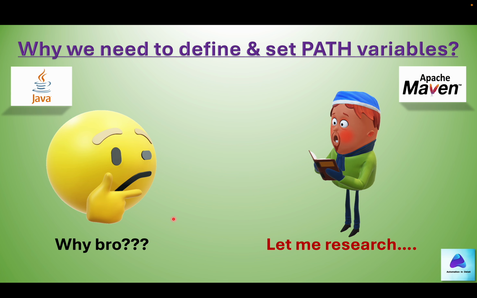Shiva here. In this video, we will see why we need to define and set the path variables when we install Java and Maven on the computer. Because as a part of the after-installation step, we need to define the Java home and Maven home variables in the system and provide the path till the home folder. And also, we need to define the path variable and provide the path till the bin folder for these softwares.